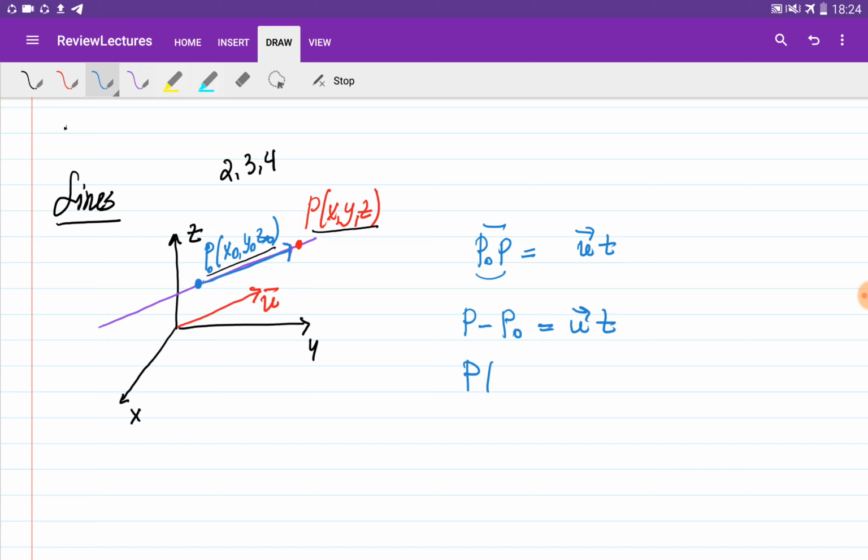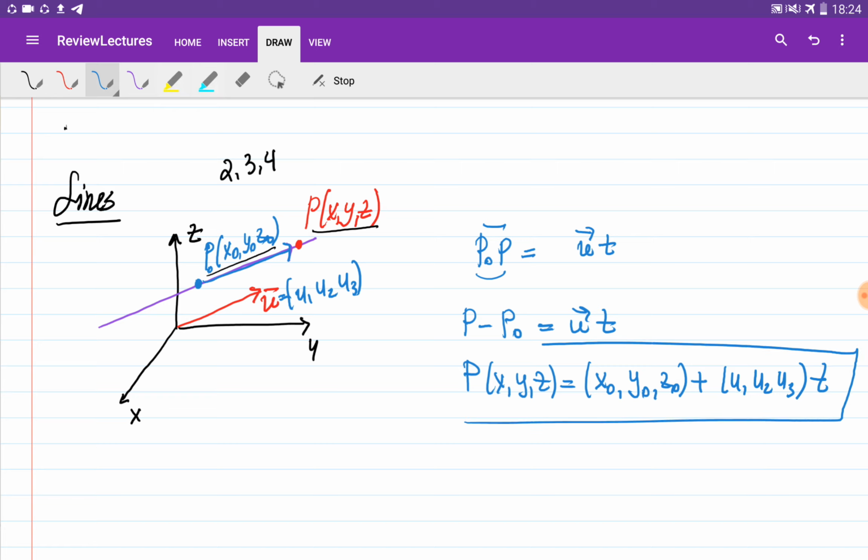From here we can find the coordinates of the point x, y, and z by adding the coordinates of p0, which is x0, y0, z0, plus the coordinates of u, let's say u1, u2, u3, multiplied by the constant t. Sometimes we call this t a parameter. So this looks very much like the parametric equation of the line. Actually, this is the equation of the line. By substituting the coordinates of the point on the line which is given, and the coordinates of the vector which is parallel to the line, we can find all the points along this line.